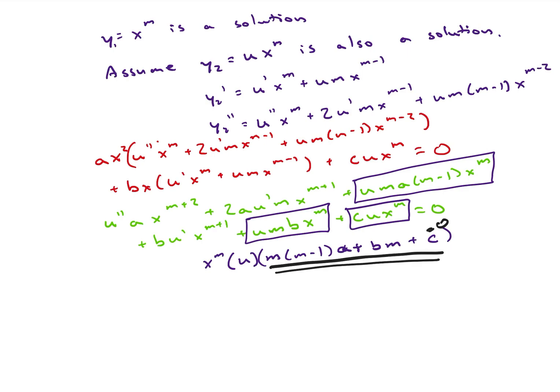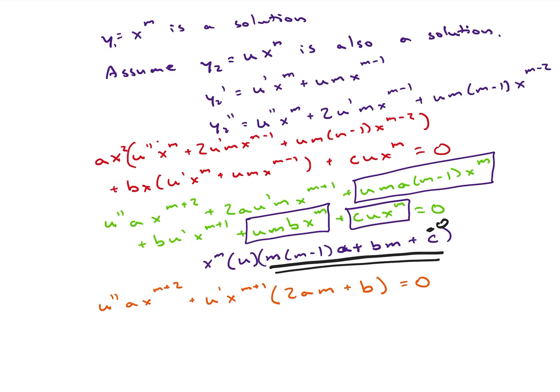And we are now left with u double prime a x to the m plus 2 plus, and then if we look at both of these expressions, I have x to the m plus 1 in both expressions, and I have u prime. So u prime x to the m plus 1 times (2a m plus b) equal to 0. All right, so we're getting somewhere now.